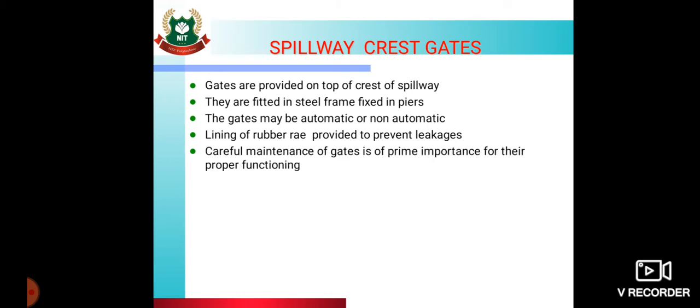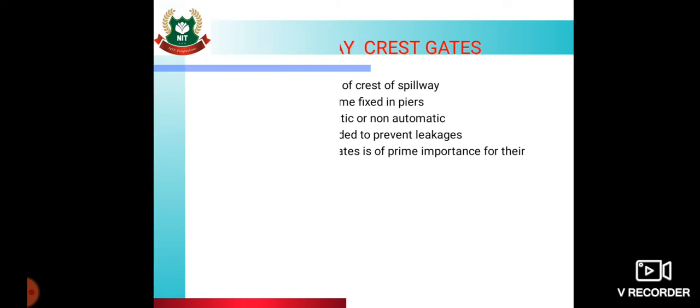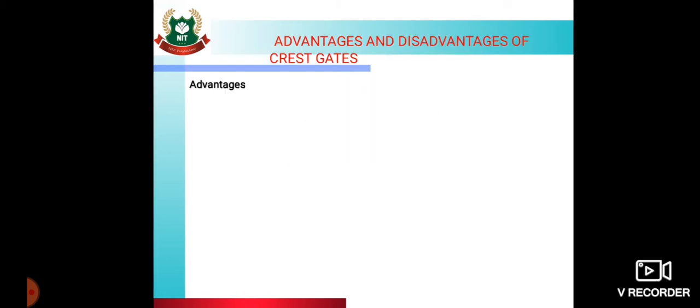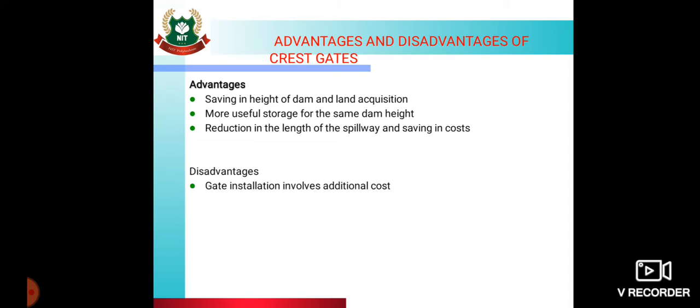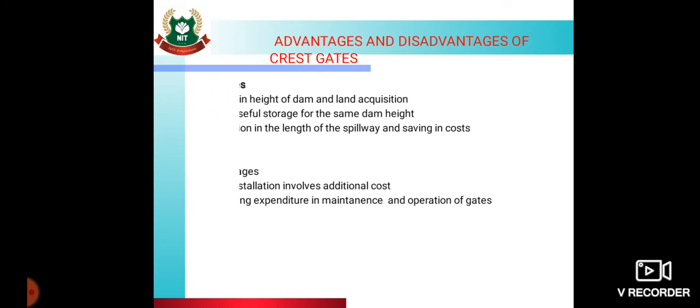Then careful maintenance of gates is of prime importance for their proper functioning. Then advantages and disadvantages of crest gates. Advantages: saving in height of dam and land acquisition, more useful storage for same dam height, then reduction in the length of spillway and saving in cost. Disadvantages: gate installation involves additional cost, recurring expenditure in maintenance and operation of gates.